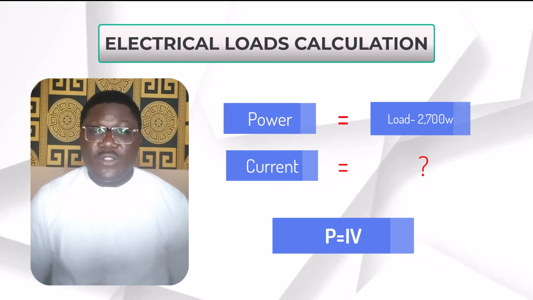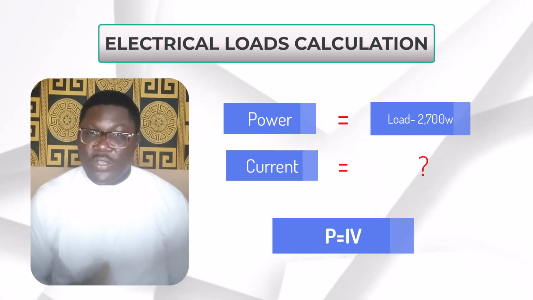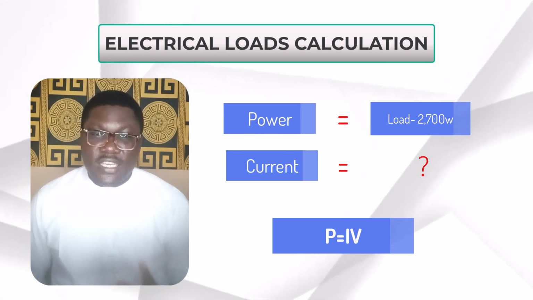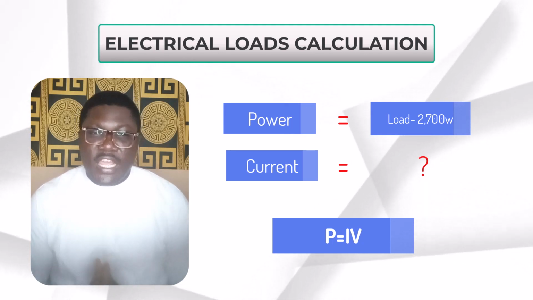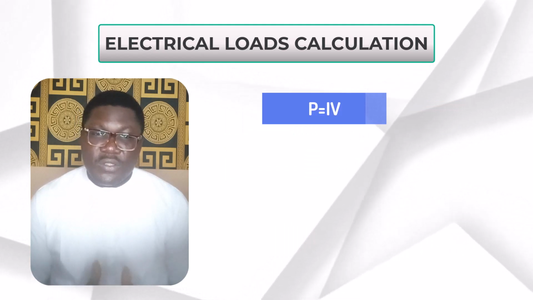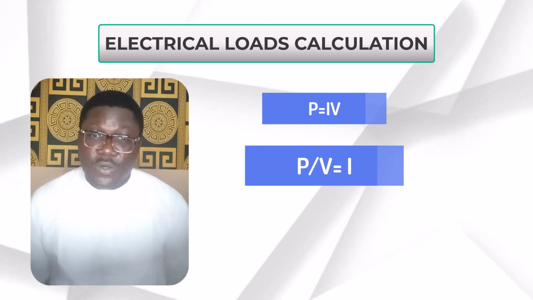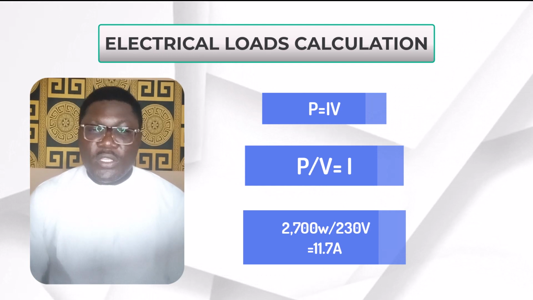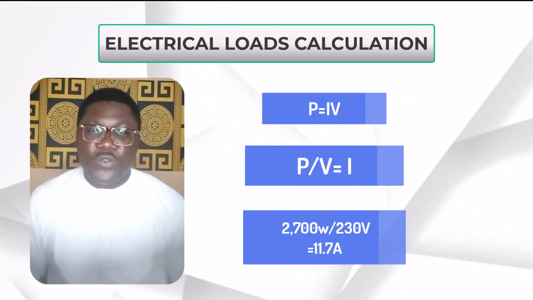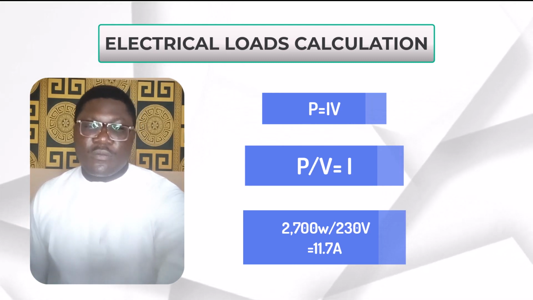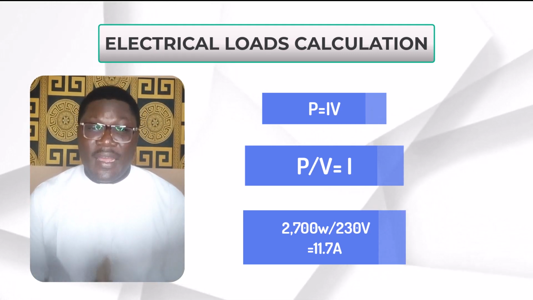So let's say you have 2700 watts and you don't know your current. Your current is unknown, and you are using the formula P equals I times V, where I is your current and V is your voltage. If you want to make I the subject of the formula, your current is going to be P divided by the voltage. So with simple mathematics, all you need to do is divide the 2700 watts by 230 volts. When you do that, that will give you a total of 11.7 amps.